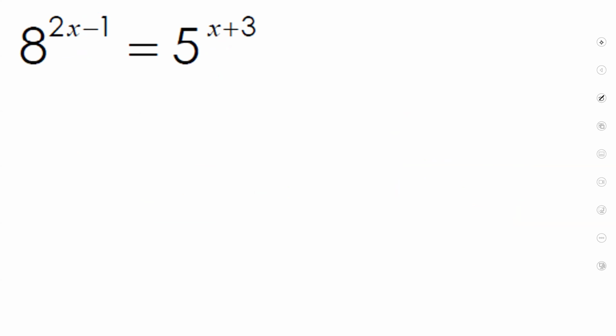Okay, next example. We have this one. Okay, so notice our bases are not the same. Our bases are not the same here. So what I'm going to do, they're already isolated. I'm going to go ahead and use the power property. So I'm going to have 2x minus 1 log of 8. Sorry, guys. Make sure you take the log of both sides. So write a little log there. Write a little log. And then that exponent comes to the front.